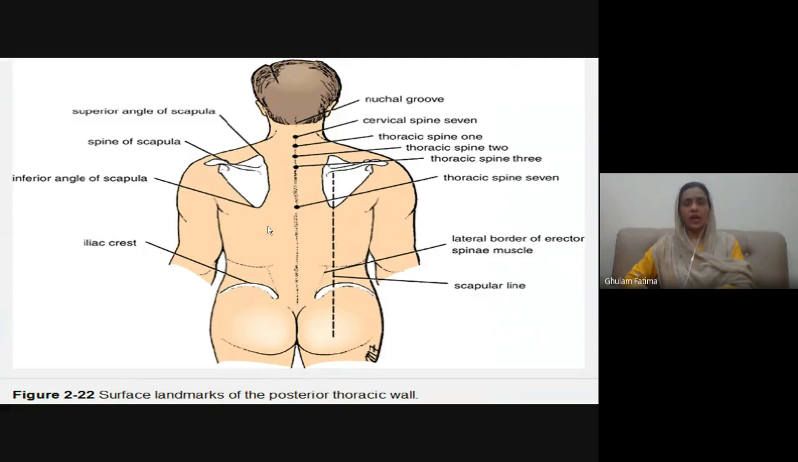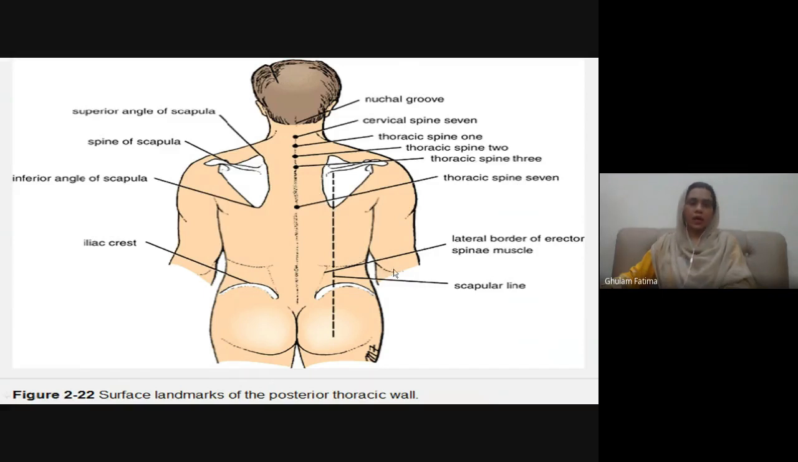Then coming towards the back view. In back view, we again have three lines of orientation. One passes through the mid of your spine, that is your central line, and the other lines lie on both sides, right and left. This is very important. These are the lines which are called your mid scapular line. And the point to remember is that it passes through the inferior angle of the scapula.